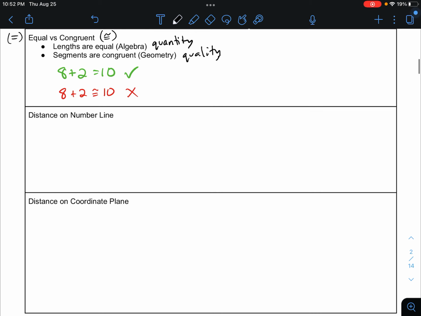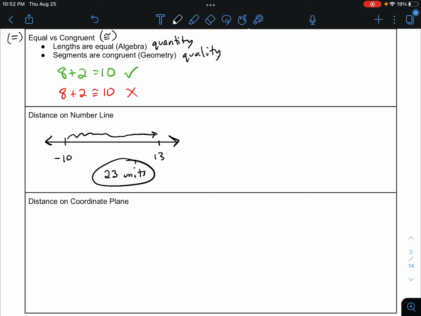Now, distance on a number line, this is going to be pretty quick. Obviously if we drew a number line, and we have 2 points on that number line, like let's say -10 and +13, I could just count until I get to 13, and I'd find out the distance is, sorry, 23 units. All right, so 23 units there. Now, obviously, I don't expect you to draw a number line every single time you do this, okay?